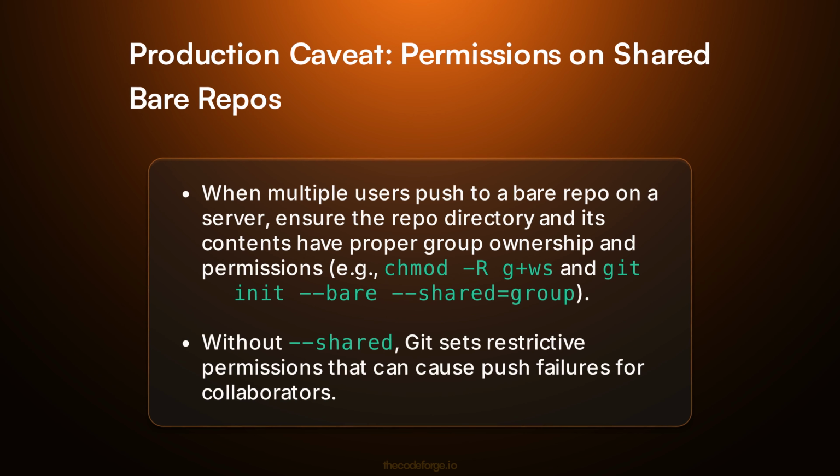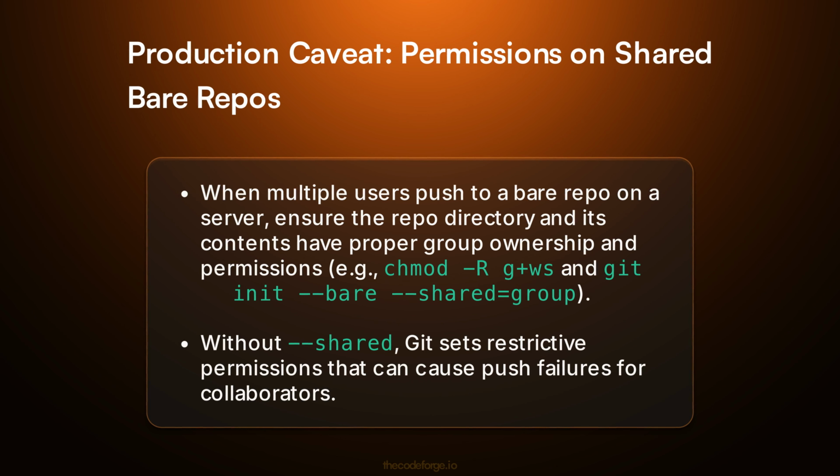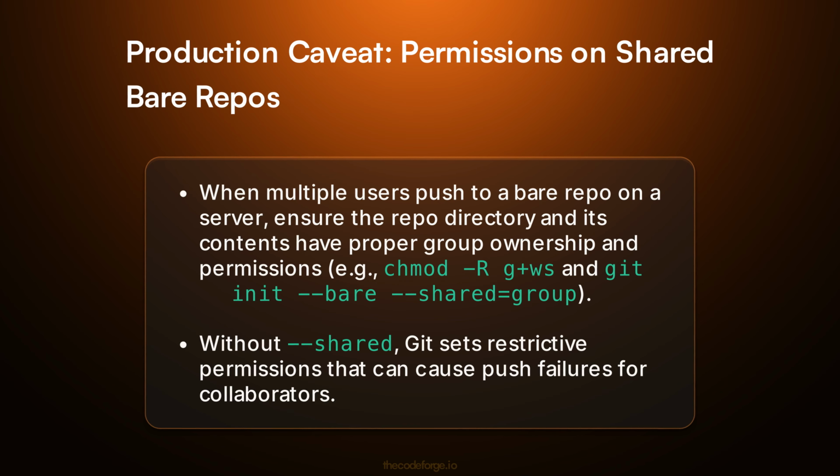When multiple users push to a bare repo on a server, ensure the repo directory and its contents have proper group ownership and permissions, e.g., chmod -R g+ws and git init --bare --shared=group. Without --shared, Git sets restrictive permissions that can cause push failures for collaborators.